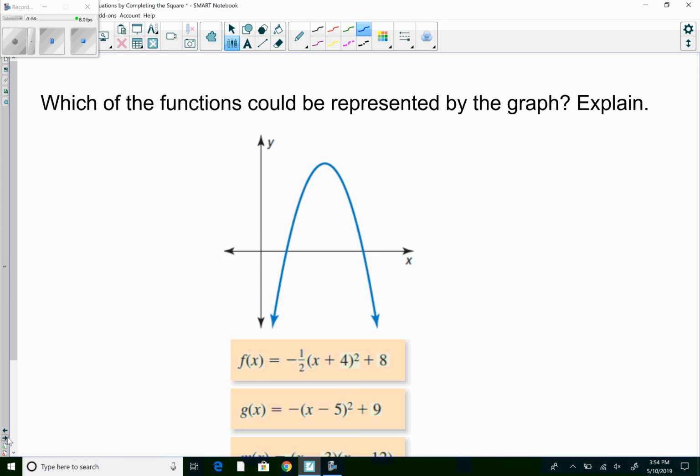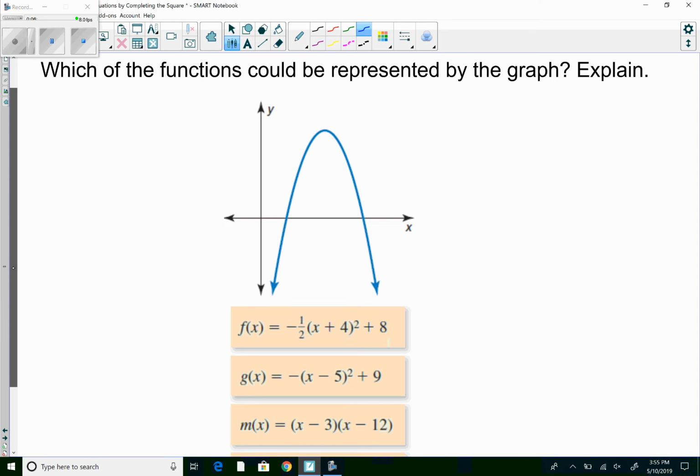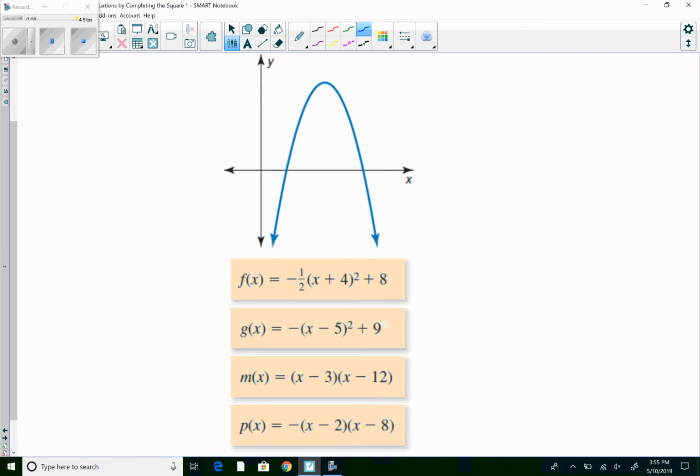For this one, which of the functions could be represented by the graph? Let's think about this, ladies and gentlemen. Let's look at some of these characteristics. First off, this graph is opening down.